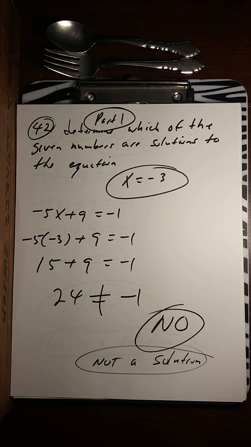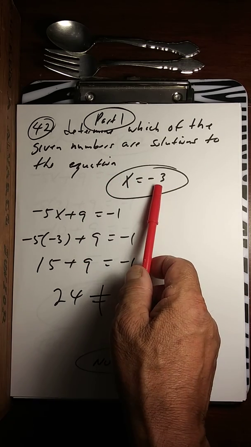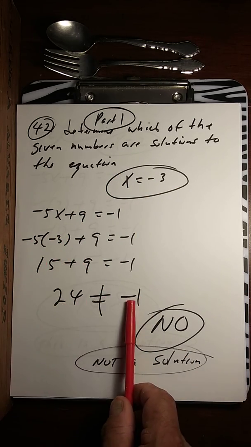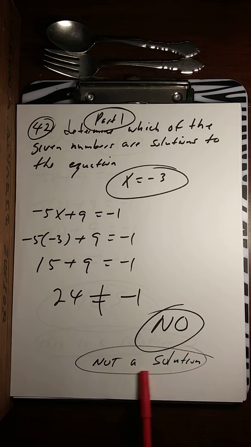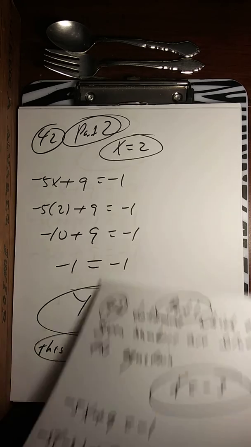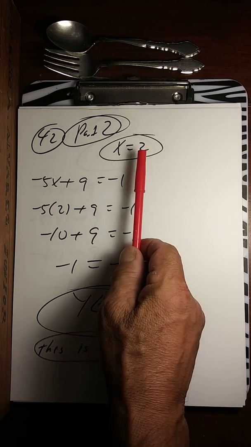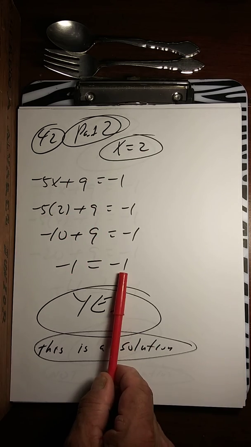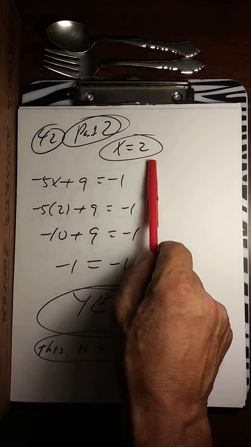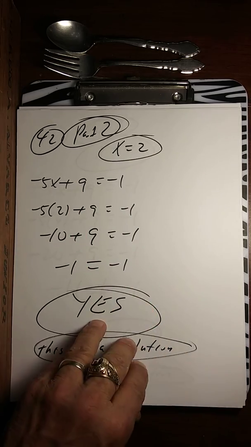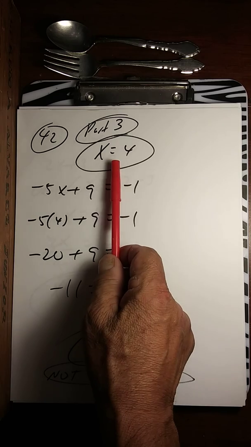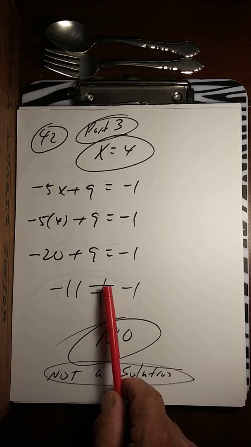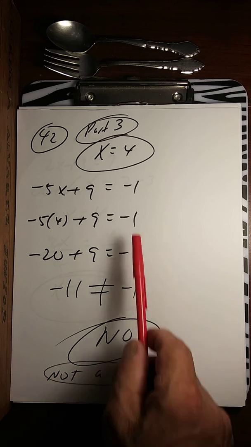Determine which of the given numbers are solutions to the equation. Is x equal to 3 work here? Let's try it. That turns out is 15 plus that, 24. Nope, that's not equal to negative 1. No, that's not a solution. Alright, what about this? Is that a solution to this? Put it in there. That turns out negative 10. 9 minus 10, negative 1. Negative 1 equals negative 1, yes. Yes, this is a solution of this. Is x equal to 4 working? Let's try it. 4 times that is negative 20, and that, negative 11 is not equal to negative 1. Nope, not a solution.